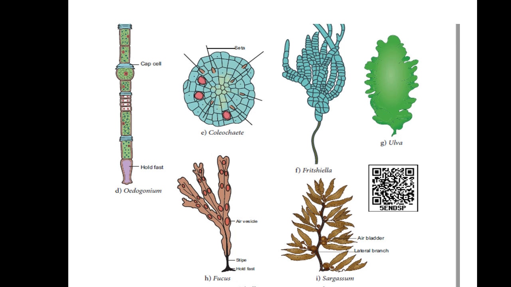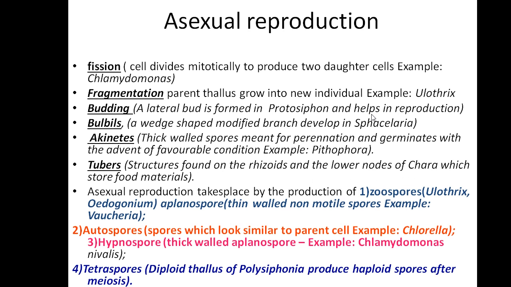So these are some diagrams. If you see the first one, that is Oedogonium, it is multicellular. It has some capsules and holdfast cells. And Coleochaete is a type of algae which is present on the surfaces of aquatic plants. It is epiphytic algae, and this is Spirogyra, again a kind of filamentous algae. Ulva is also a type of algae. Sargassum and Fucus.